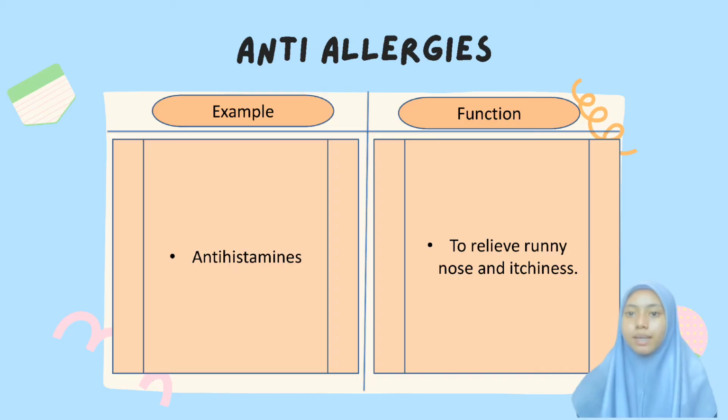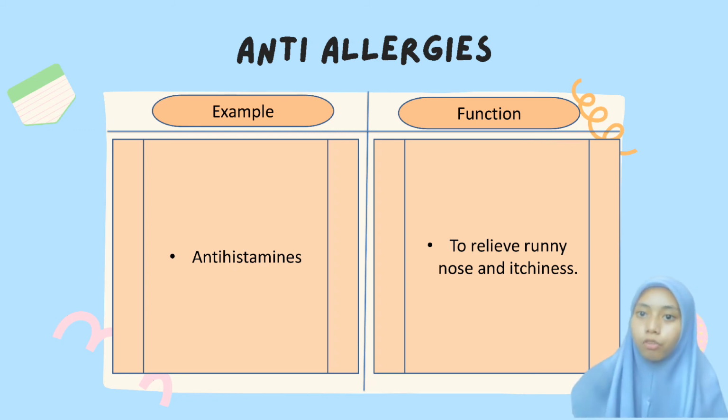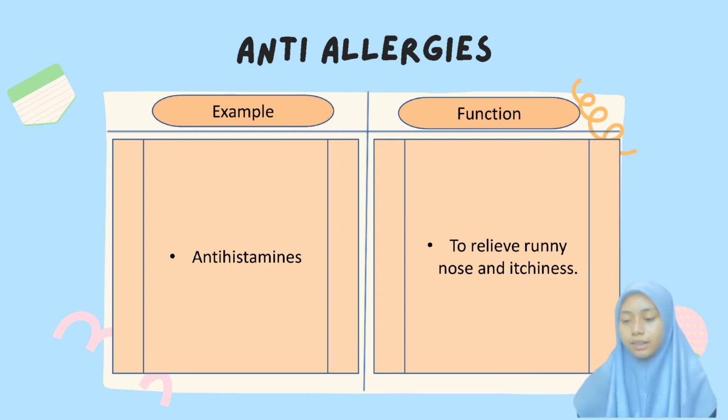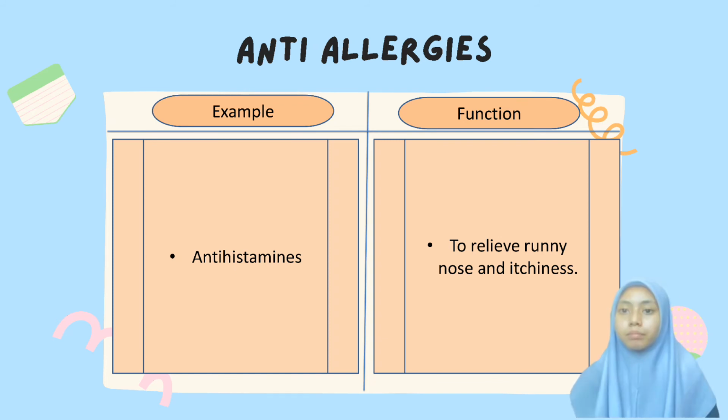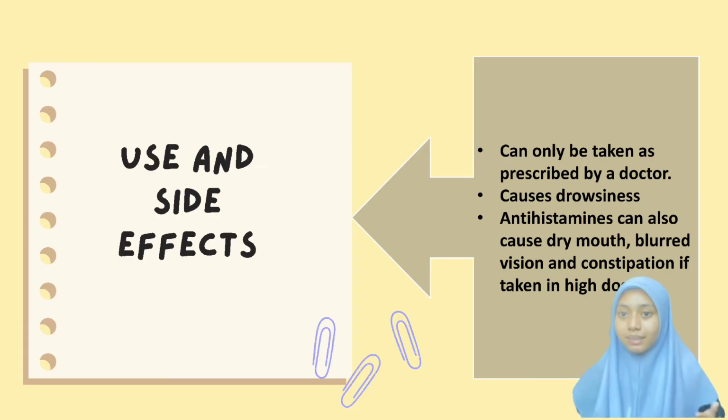The fourth one is anti-allergies. There is 1 example of anti-allergies, called antihistamines. So what is the function of this medicine? The function is to relieve runny nose and itchiness. If people take this medicine in high dosage, it can cause blurred vision, and also dry mouth.